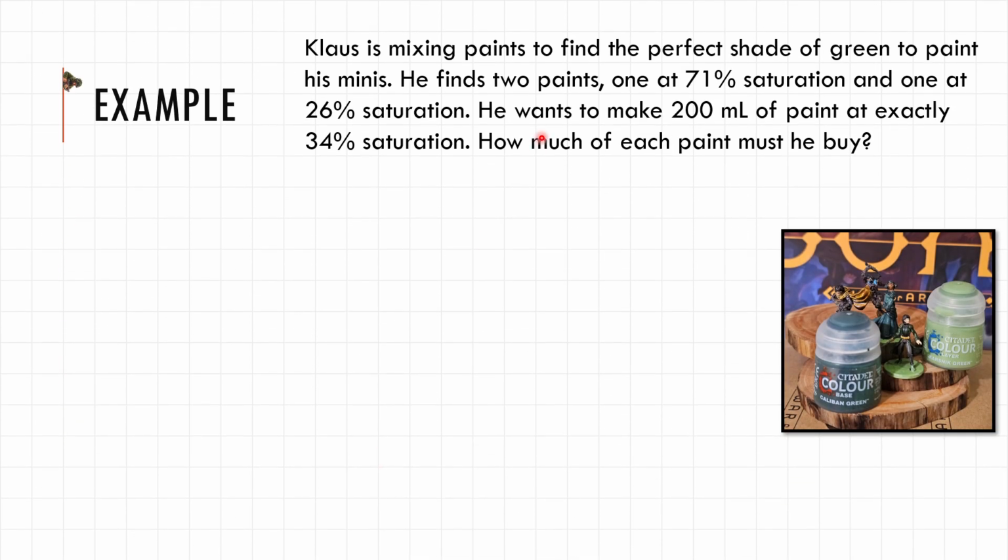In this example, Klaus is mixing paints to find the very perfect shade of green to paint his miniature figurines, some of which you might be able to see here. He finds two paints that are being sold. One is at a 71% saturation point, so that's a lot of green dye in it, and one might be at 26% saturation, so that's quite light. He wants to make 200 milliliters of paint, and that paint needs to be at exactly 34% saturation. How much of each paint must Klaus buy in order to reach his goal? Pause the video here and see if you can figure that out.